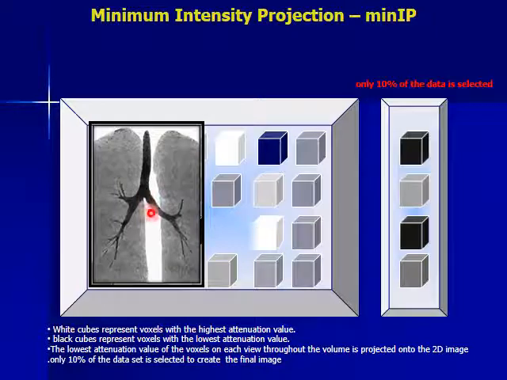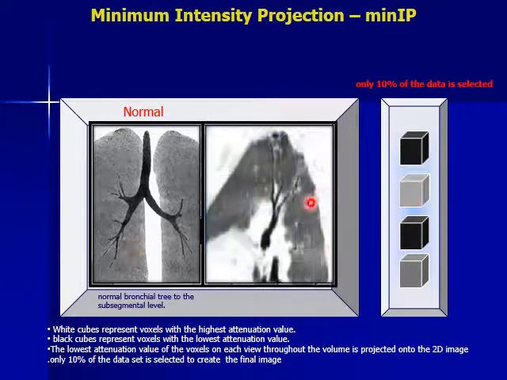MinIP is very important to show the air-filled structures such as the tracheobronchial tree, even beyond the level of the segmental bronchi. We can see the smallest bronchi. And in pathology, it is very important to show us the bronchiectasis, minimal bronchiectasis and bronchiolectasis, because it can show the air-filled structures and omit the signal from the nearby highest voxels.